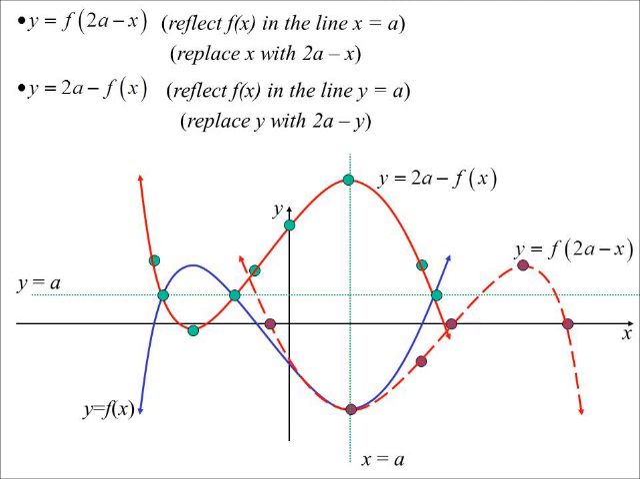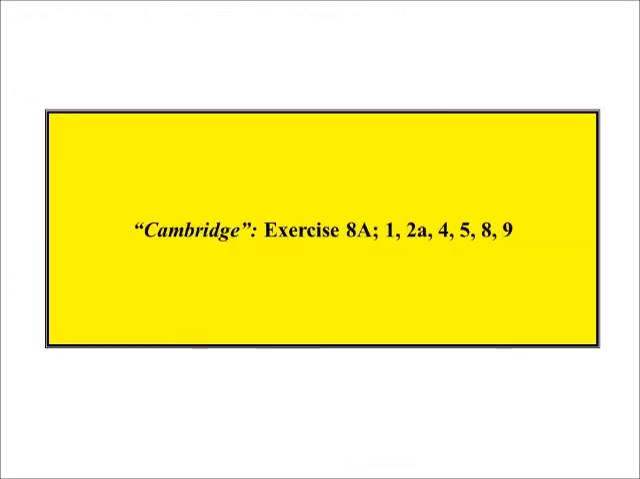Some books you'll see it written as function a minus x, but then they say reflect in the line x equals a on 2. I just find it easy to think of it as 2a, and then I just got to divide it by 2 and I get where the reflection is. Yeah. See how we go.